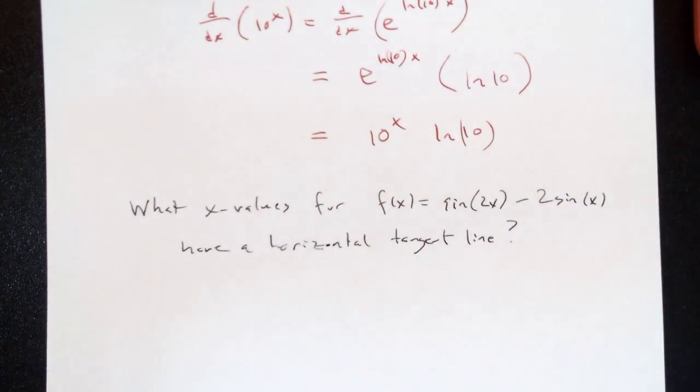Here's a function, f of x equals sine 2x minus 2 sine x. What x values for this function have a horizontal tangent line?